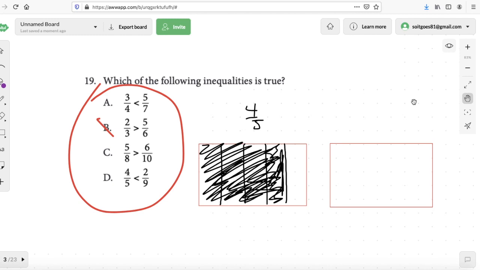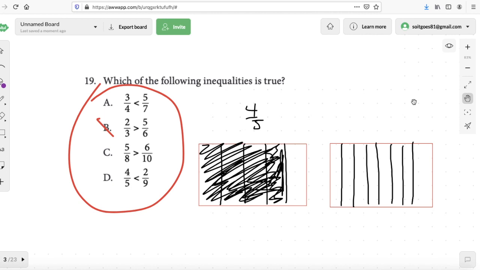And then let's look at 2/9. Okay, now this is going to be tricky. I'm trying to split this into 9 parts. 1, 2, 3, 4, 5, 6, 7, 8, 9. I think that actually works. Is that 9 parts? I think so too. All right, we got 9 parts, and we're talking about 2 out of those 9 parts. So we're talking about just that much right there.